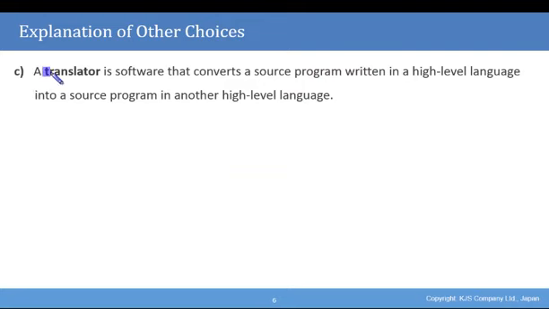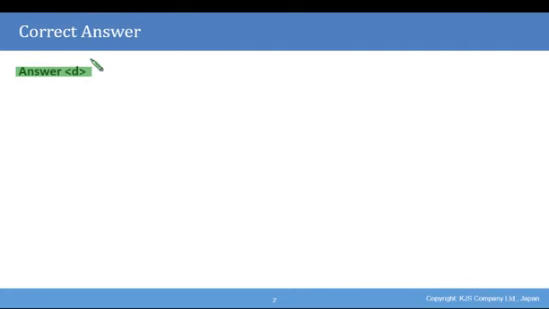Finally, C, a translator, is a software that converts a source program written in a high-level language into a source program in another high-level language. And here we can see that our answer is D.